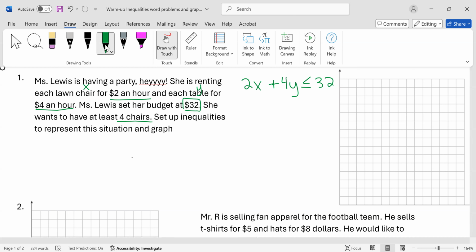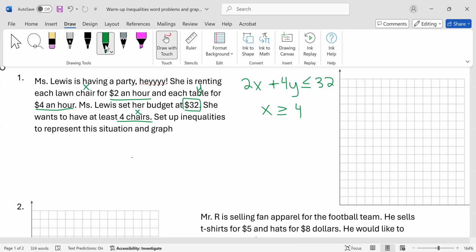Remember, we said chairs are represented by the letter X. So X, the number of chairs, needs to be at least 4. Do you guys remember what symbol we put for at least? A greater than symbol. That should be in your notes. So I would like more than 4 chairs.